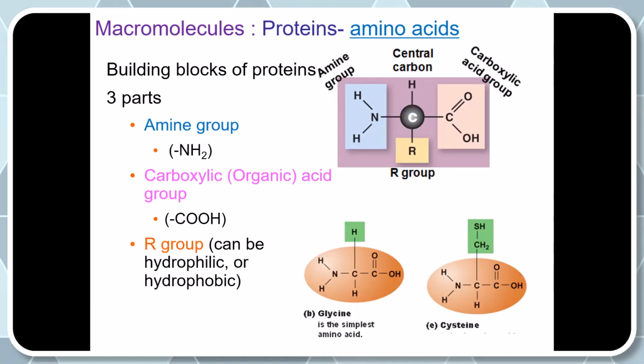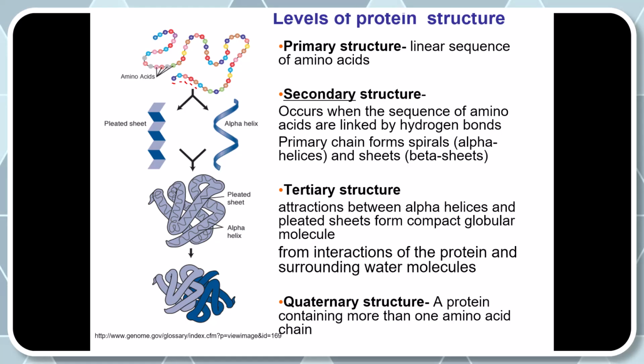So proteins are made up of amino acids. Amino acids have 3 parts. They have the NH2 group, which is the amine group. They have the COOH group, which is the carboxylic group. And then they have an R group, which is really kind of the rest of the molecule. The R group can either be hydrophobic or hydrophilic. It really just depends on the particular amino acid. So with protein structure, there's primary, secondary, tertiary, and quaternary structure.